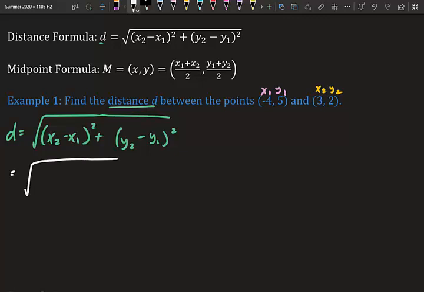So we have the square root of x2. So x2 is 3. See, when I look back to the points, my eye goes directly to the 2. So I know directly to look at that little x2. So we have 3 minus x1. So x1 is -4. And that's all squared plus y2 minus y1. So y2 is +2. y1 is +5. And that's squared.